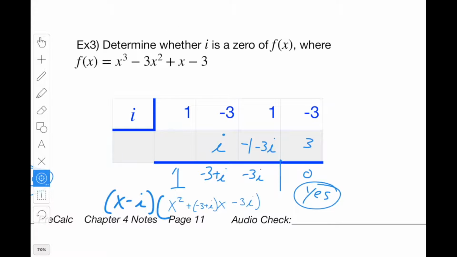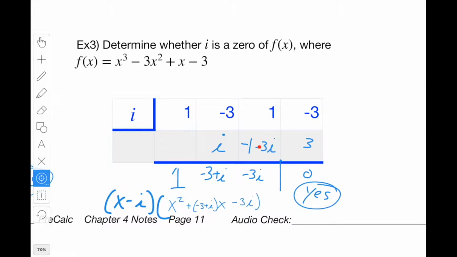And it's actually pretty complex to do, i cubed and minus 3i squared, all that stuff. It might be a little easier with synthetic division. Anyway, add, multiply, add, negative 3 plus i. They're not like terms, they don't combine. And then you multiply by i.